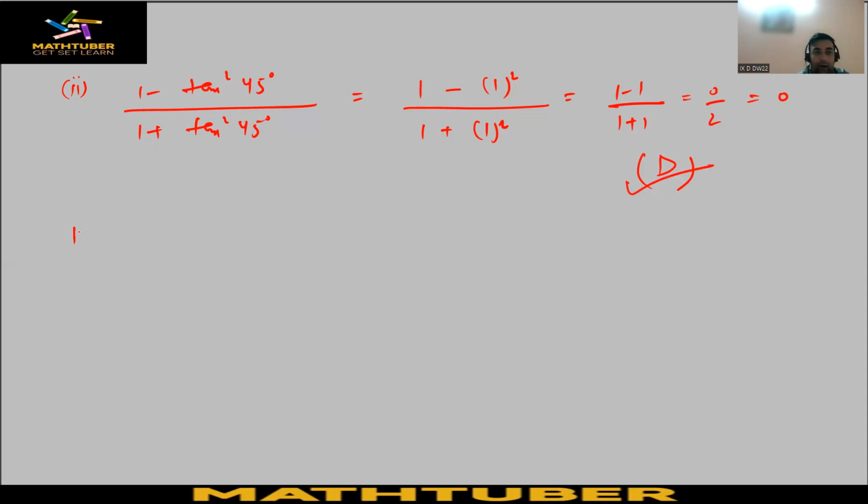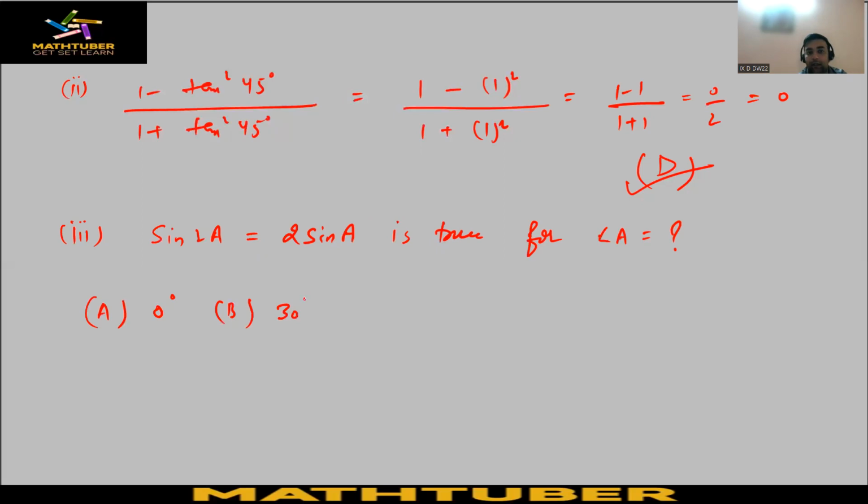Similarly, in the third part of this question, you are given that sine 2A is equal to 2 sine A is true for which value of angle A? For angle A equal to what? Right? So the options are given to you. A option is 0 degree, B option is 30 degree, C option is 45 degree, and D option is 60 degree. So you just have to put the value. So let's start with 0 degree.